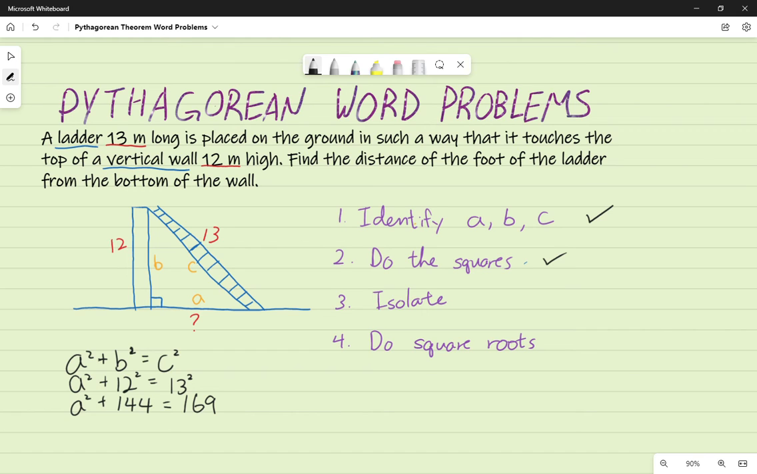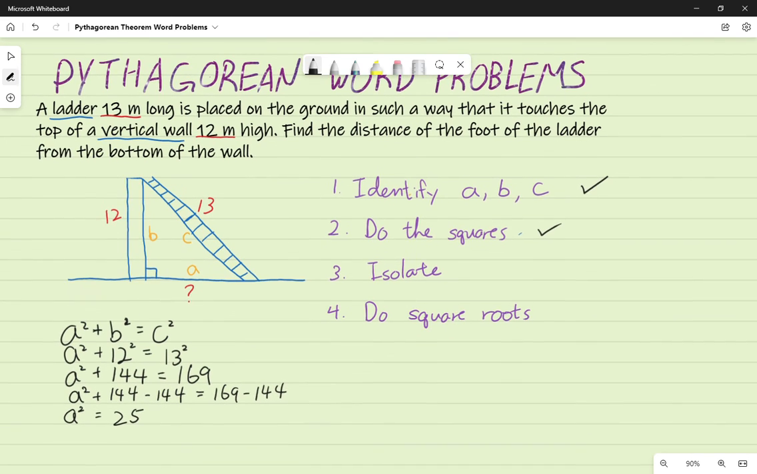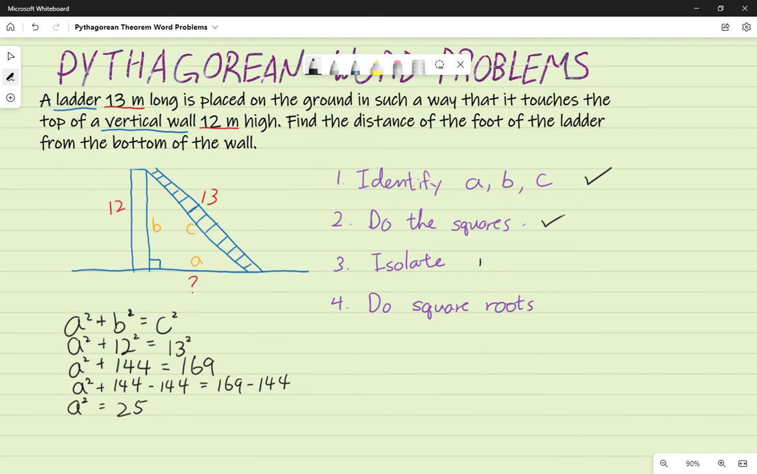We've done the squares. Isolate. Remember that isolate means that we want to have a squared here with an equals and a number on the other side. There's multiple ways to do this, but I will do this. I'm going to subtract 144 from each side. Equal to 169 minus 144. And if I do that, I find that I get 25. We're almost done here. We are done the isolate.